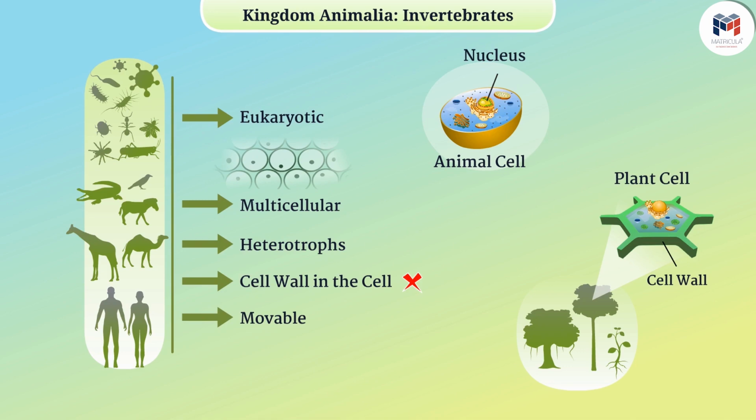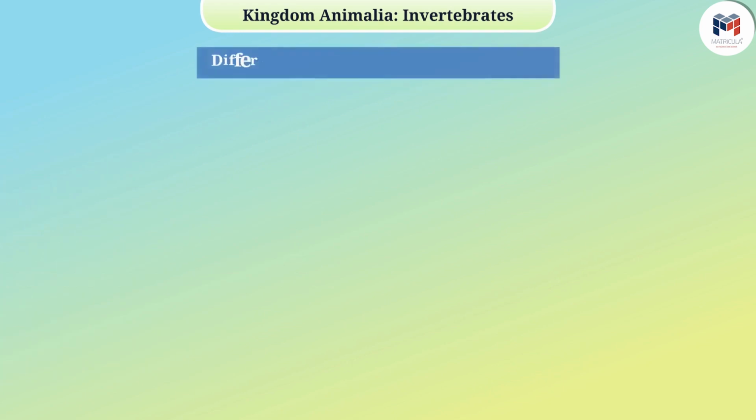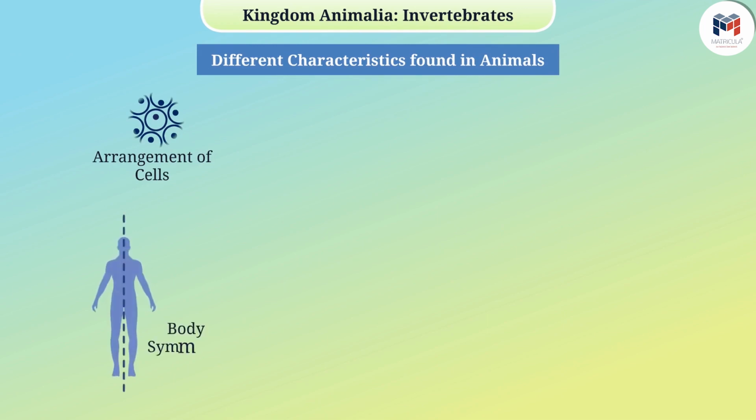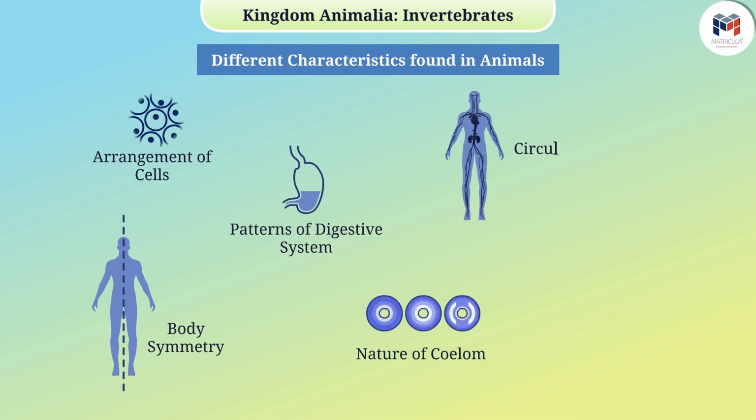Animals all around us are found with different body structures and different sizes. We can find similarities and classify animals based on different characteristics like arrangement of cells, body symmetry, patterns of digestive system, nature of coelom, circulatory system, and reproductive system. Let us understand some features.